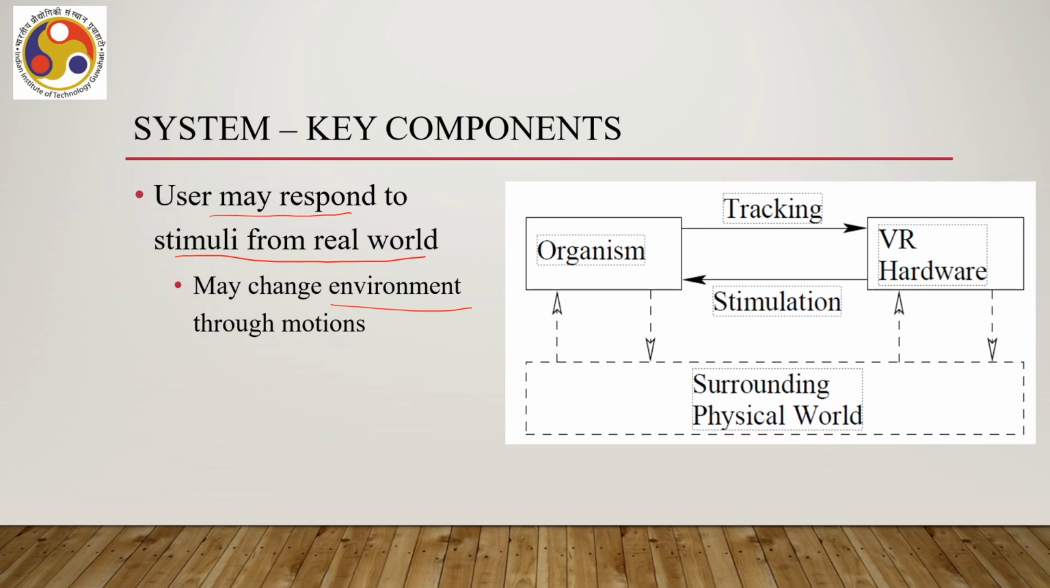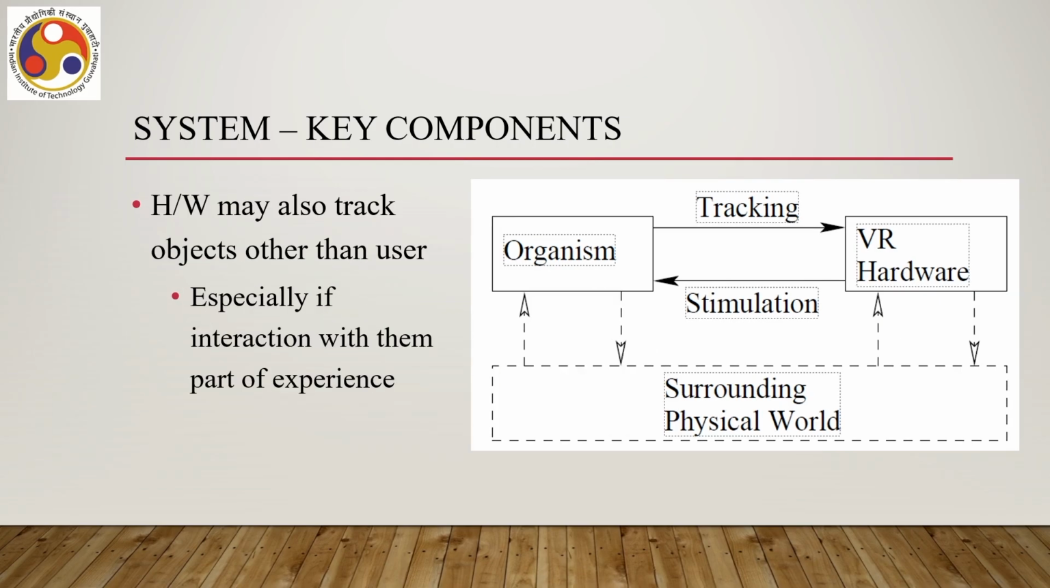The user may also change the physical environment through motion. So, when the user is interacting with the virtual world, some physical movement may take place which may change the user's environment. So, we cannot be oblivious to the fact that some changes may happen to the user's environment, and the environment may affect the behavior of the user while interacting with the virtual world. So, that should also be considered as part of the VR system.